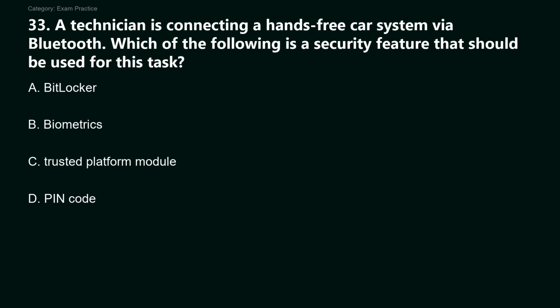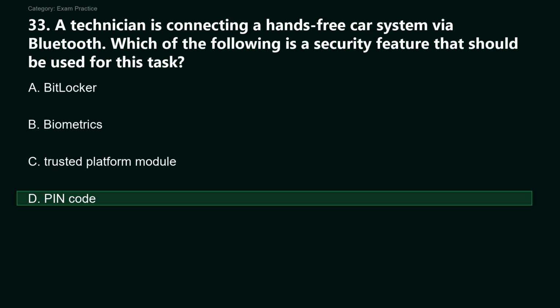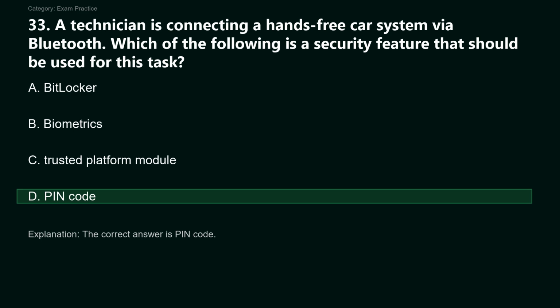Option A, BitLocker. Option B, biometrics. Option C, trusted platform module. Option D, PIN code. The correct answer is option D, PIN code.